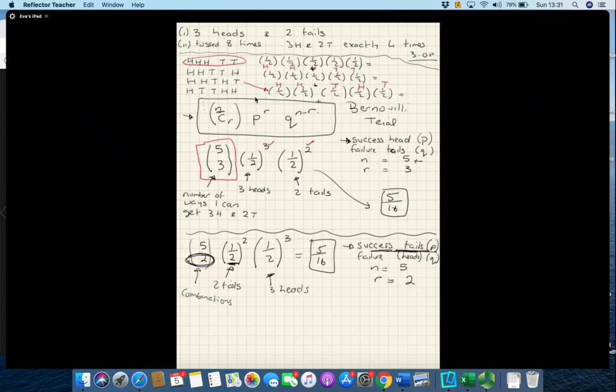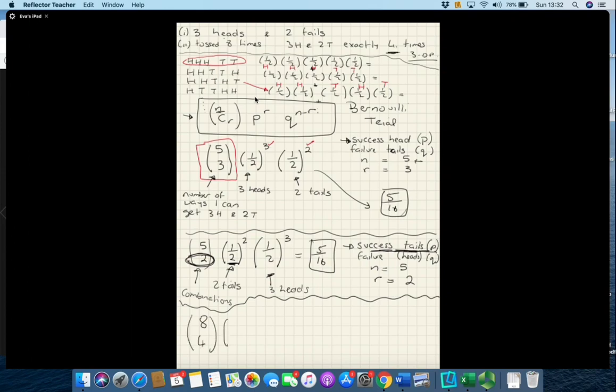5/16. Now, you tossed all 5 coins 8 times. What's the probability of getting 3 heads and 2 tails exactly 4 times? So I would say to you, what is the probability of getting 3 heads and 2 tails exactly once? Well, it's 5/16. So therefore then, out of the 8 times that I do this event, I want exactly 4. Exactly 4 times.